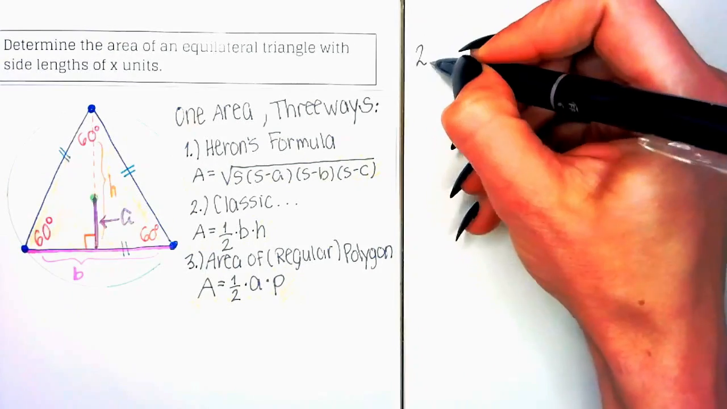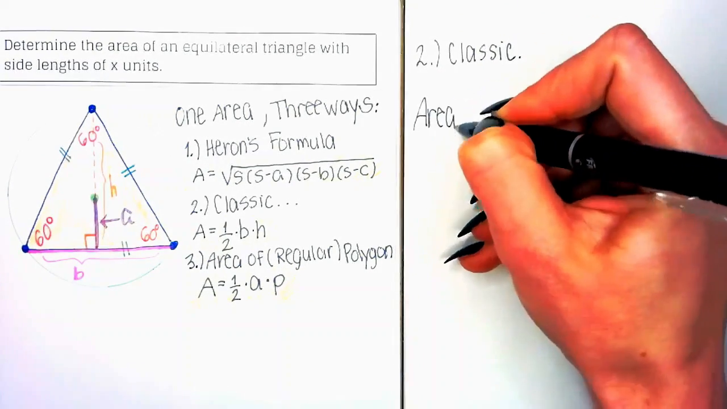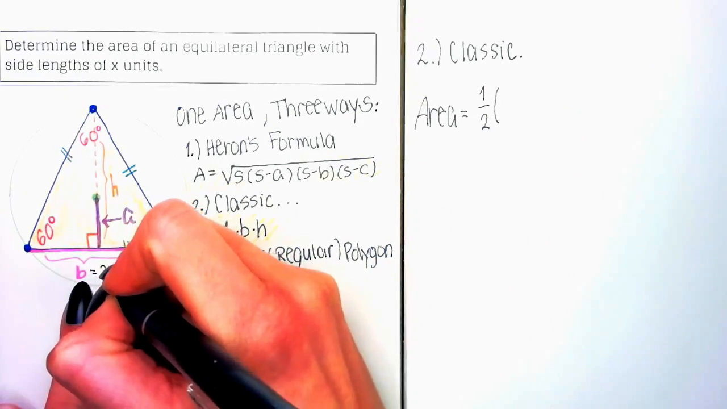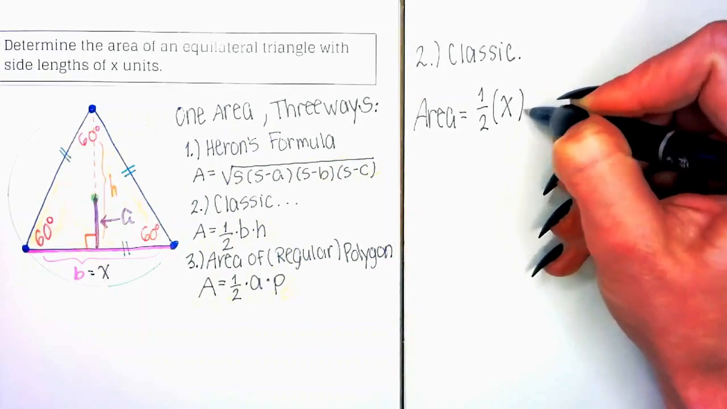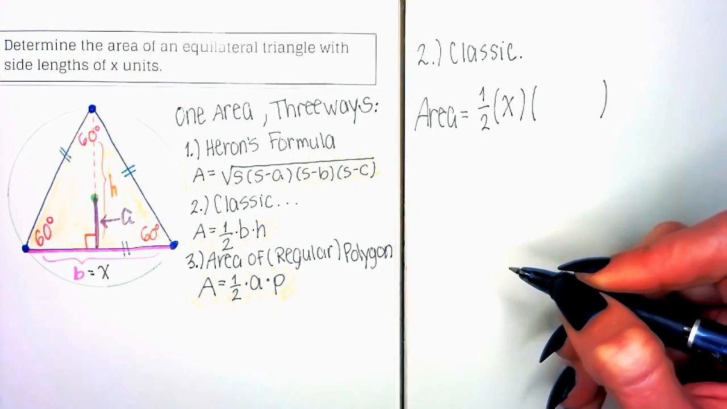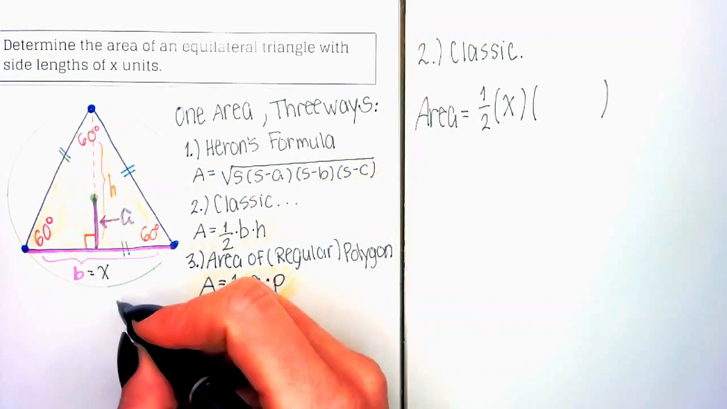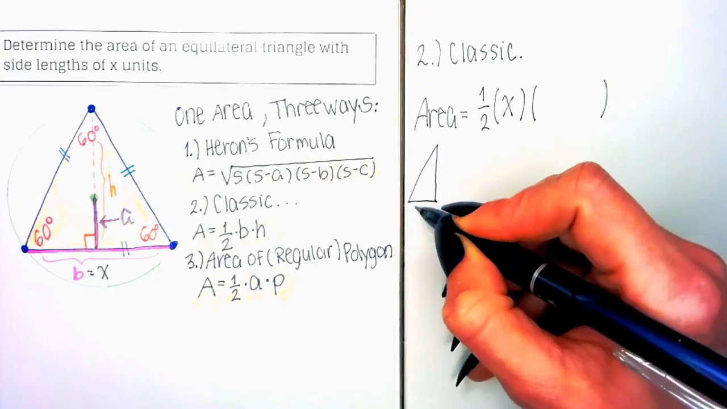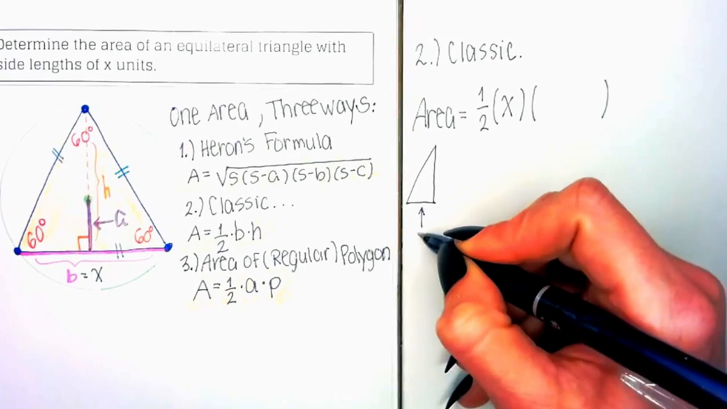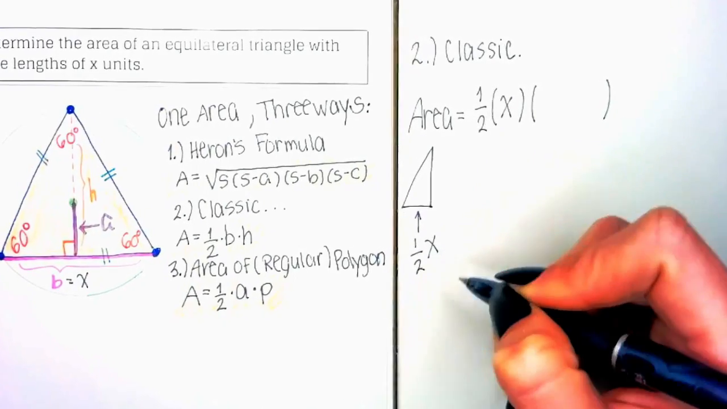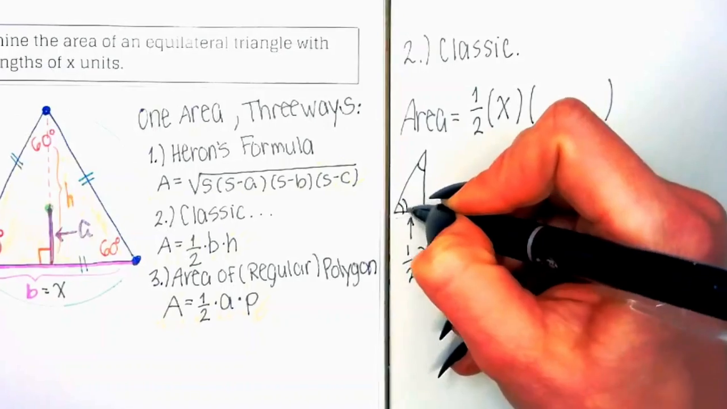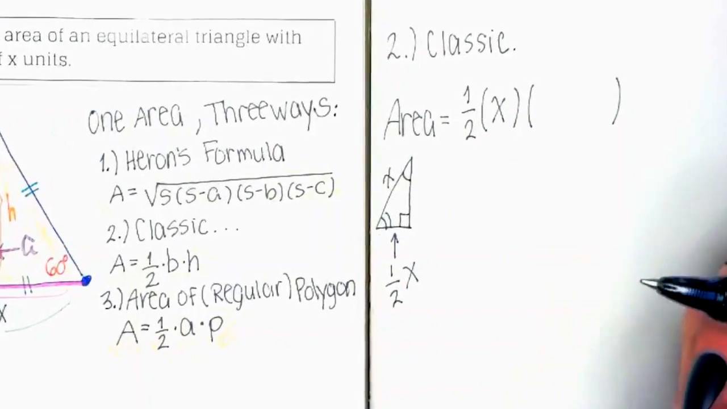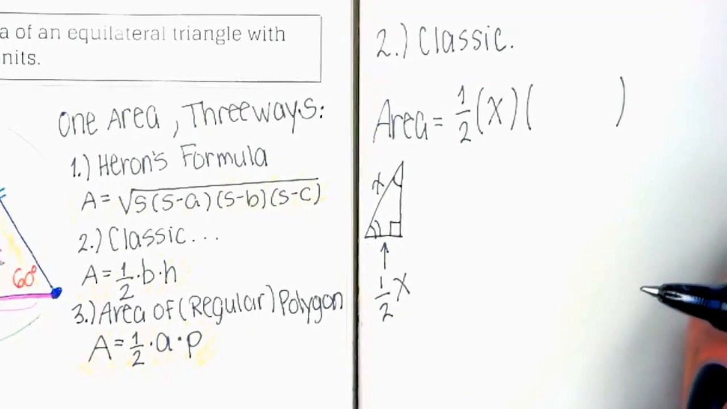Next up, we're going to find it using the classic approach. Area equals 1/2 base. And we mentioned in the last problem, my base is x times height. But what's my height? I can't use h. I'm going to do a little bit better than that. So we're going to use this 30, 60, 90 triangle right here. If the whole base is x, that means this side right here is half of that, 1/2 x. 30, 60, 90. That means this side is x, which makes sense because my base is x and all the sides of my triangle are the same because it's equilateral.